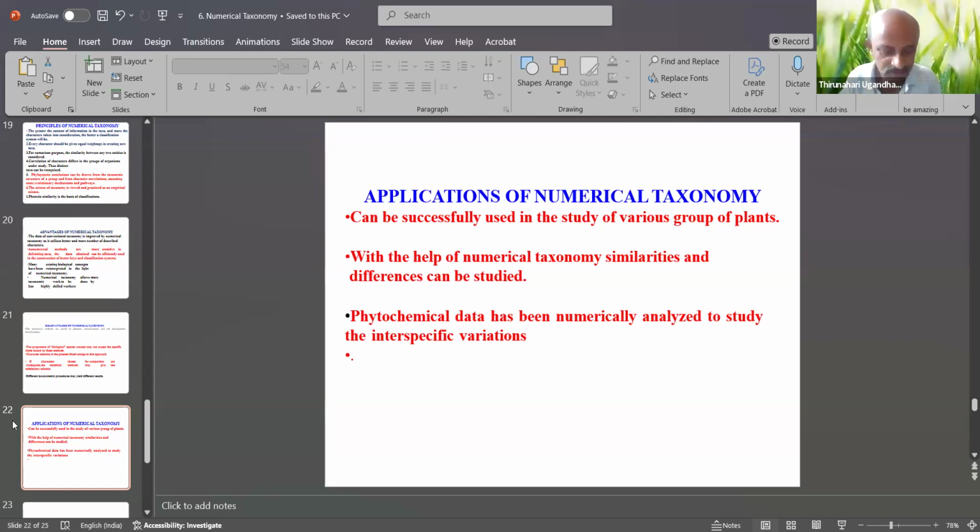Today it is a very simple topic, numerical taxonomy. It may be completed within 40 minutes, not more than 40. It is simple.